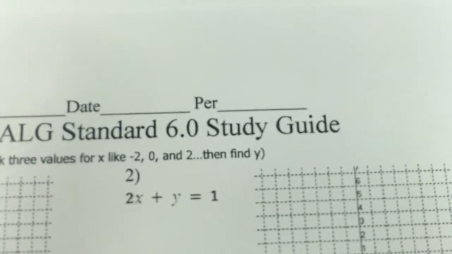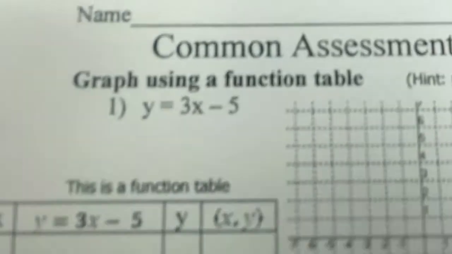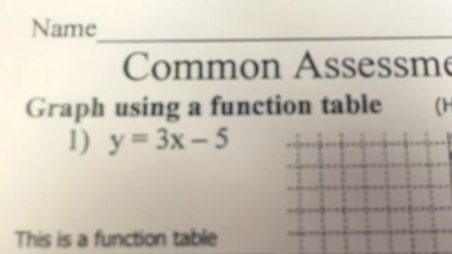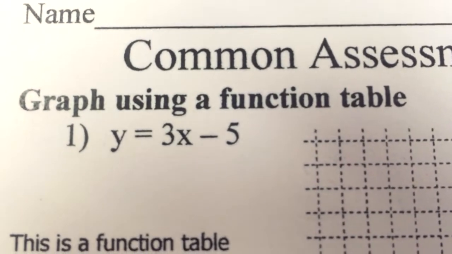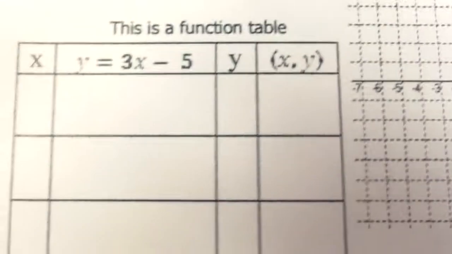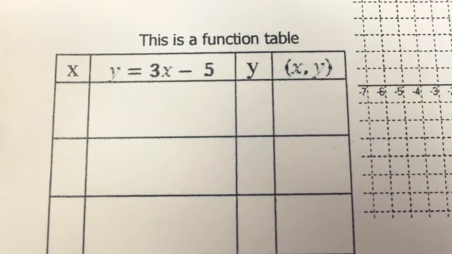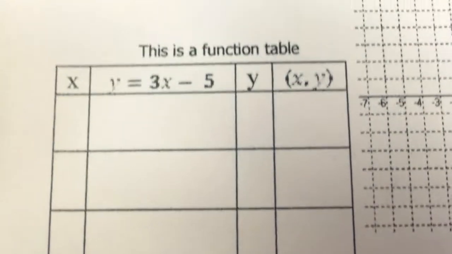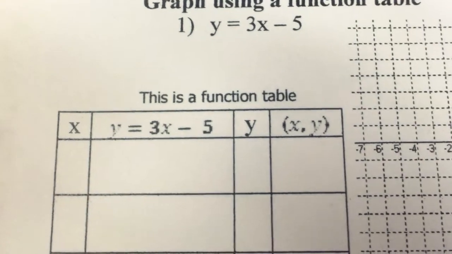All right, this is the 6.0 study guide. We are graphing linear equations and linear inequalities. So number 1 says graph using a function table, y equals 3x minus 5. And if you'll notice, there's a function table right there, and it even says this is a function table. So the equation is written into the function table.